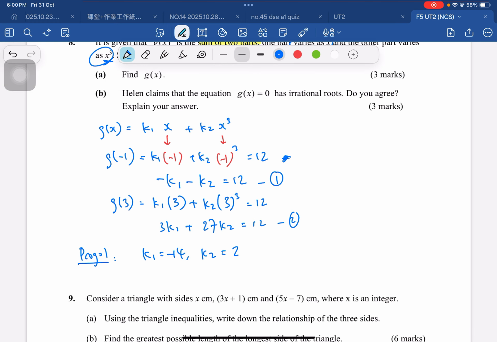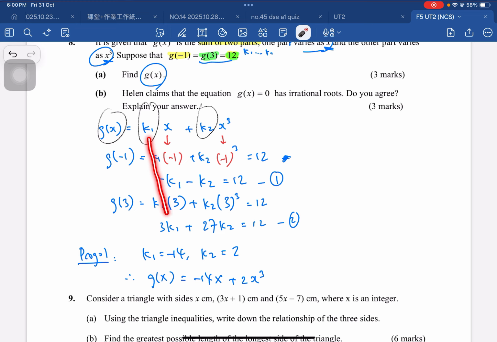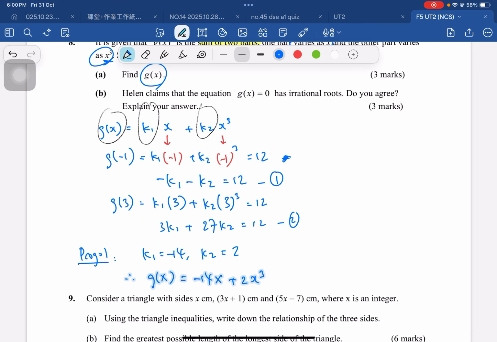But don't forget, the question is asking for g(x), they're not asking about k1 and k2. You still need to replace your k1 and k2 back into g(x). So I need to write down, we have g(x) is equal to negative 14x plus 2x cubed. What I have done is just replace k1 by negative 14, and k2 by 2. So now we have our part A.